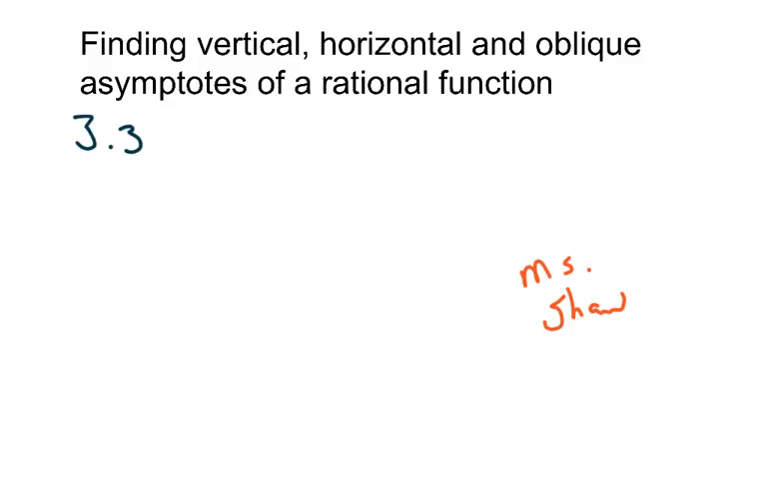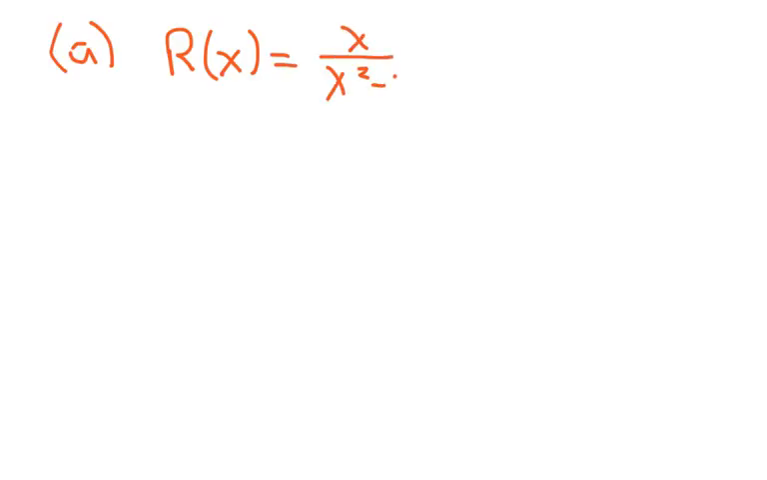For this video, we're simply going to talk about vertical, horizontal, and oblique asymptotes of a rational function. And remember, a rational function means it is in the form of a fraction, a numerator and a denominator. So we're just going to look at some functions, the ones they gave us in the book, and we're going to look for vertical asymptotes first. So we're going to look at some function x over x squared minus 4.